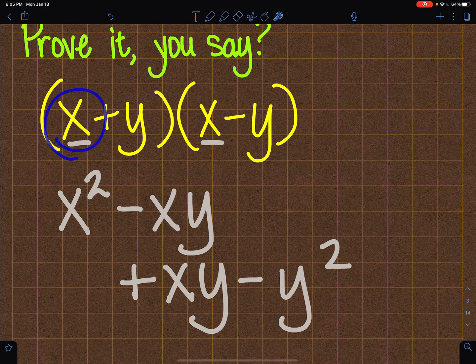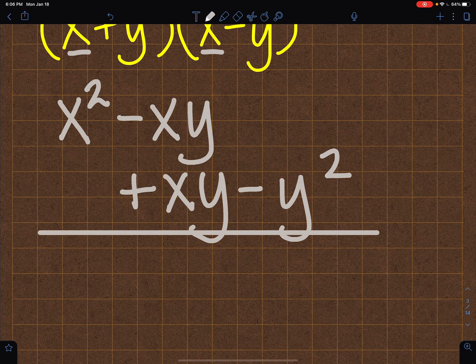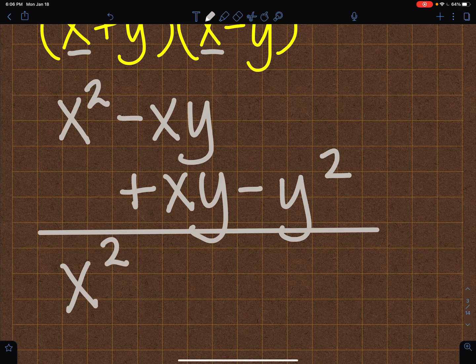So first, there's the first. There's the outside, minus xy. There's the inside, plus xy. And there's the last, minus y squared. Okay, now remember, we add these together. And what happens to that middle term? You've got minus xy plus xy, and it turns into 0xy, which means you can just leave it out because 0 times anything, even if that thing is a variable, is 0. So it just turns into x squared minus y squared because the middle term always cancels out.